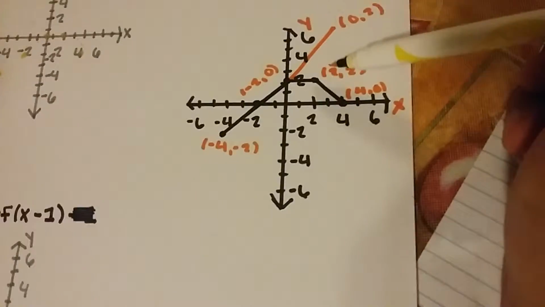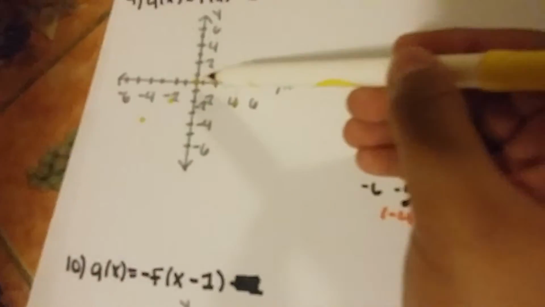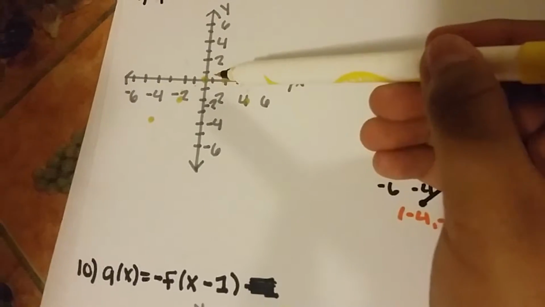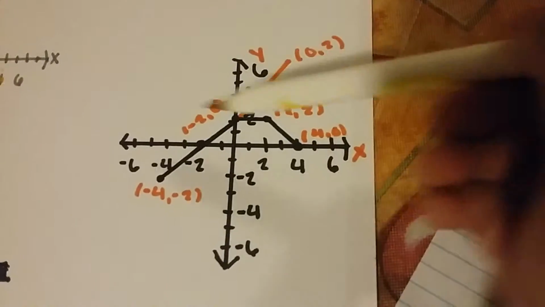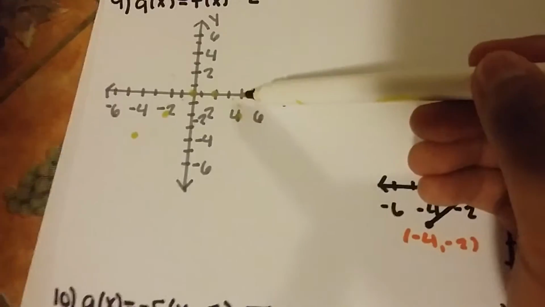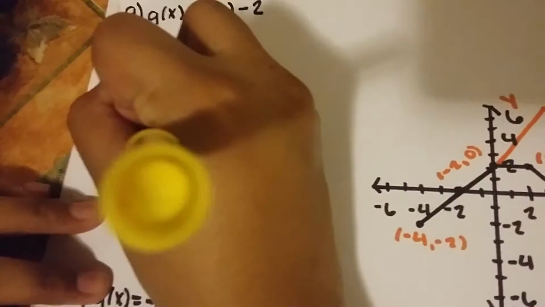Your fourth point is at 2, 2, and you move it down to be 2, 0. Your fifth point is at 4, 0, and you move it down to be 4, negative 2.